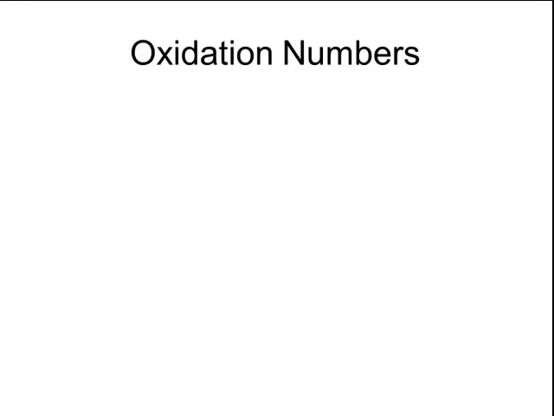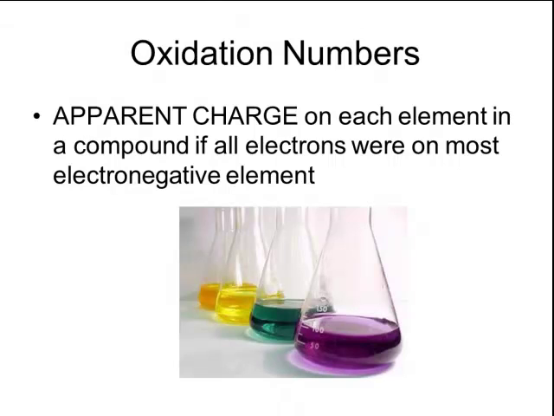In order to determine which elements are oxidized and which are reduced, we assign oxidation numbers. Oxidation numbers are the apparent charge on each element in a compound if all of the electrons were on the most electronegative element. So it's not the real charge that's on each element, but it's what charge the element would have if all of the electrons were hanging around the most electronegative element.